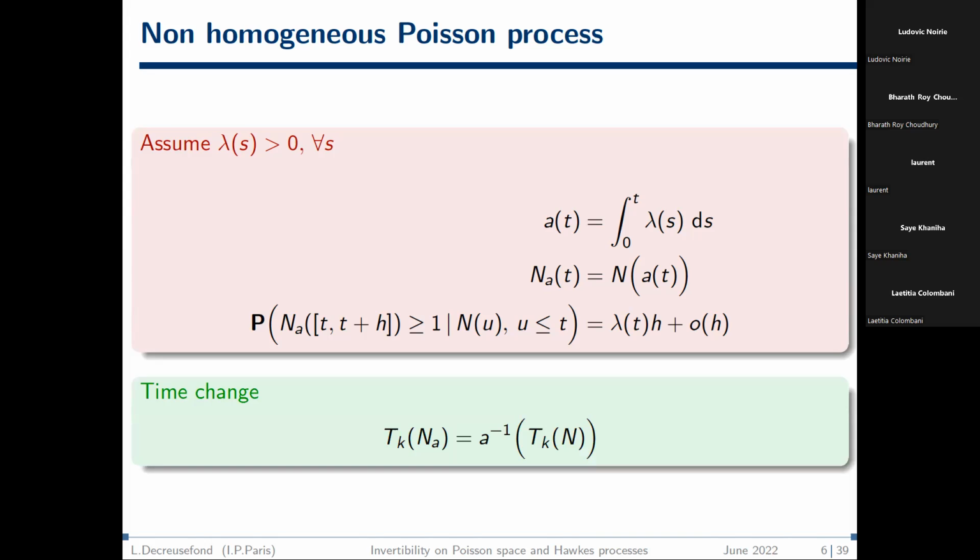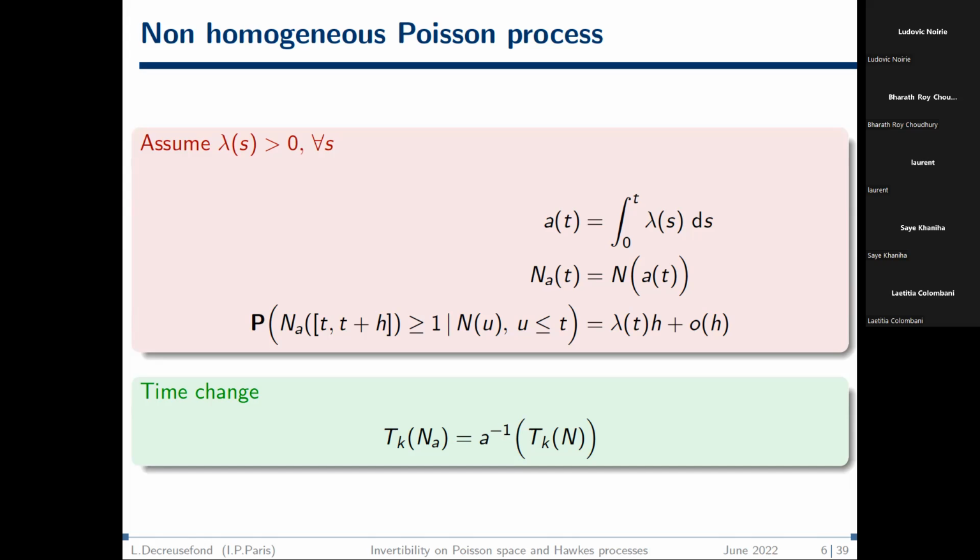And if you look, that means that the jump times of N_A are the image by the inverse of A of the jump times of N. So the thing here is that I assume that lambda of s is strictly greater than 0 for any s. Otherwise, you may have some difficulties. So that means that A is continuous and strictly increasing. So it's a bijection from R plus onto R plus. So there is no problem with this. So A minus 1 is well defined, and the jump times for N_A are the image by A minus 1.